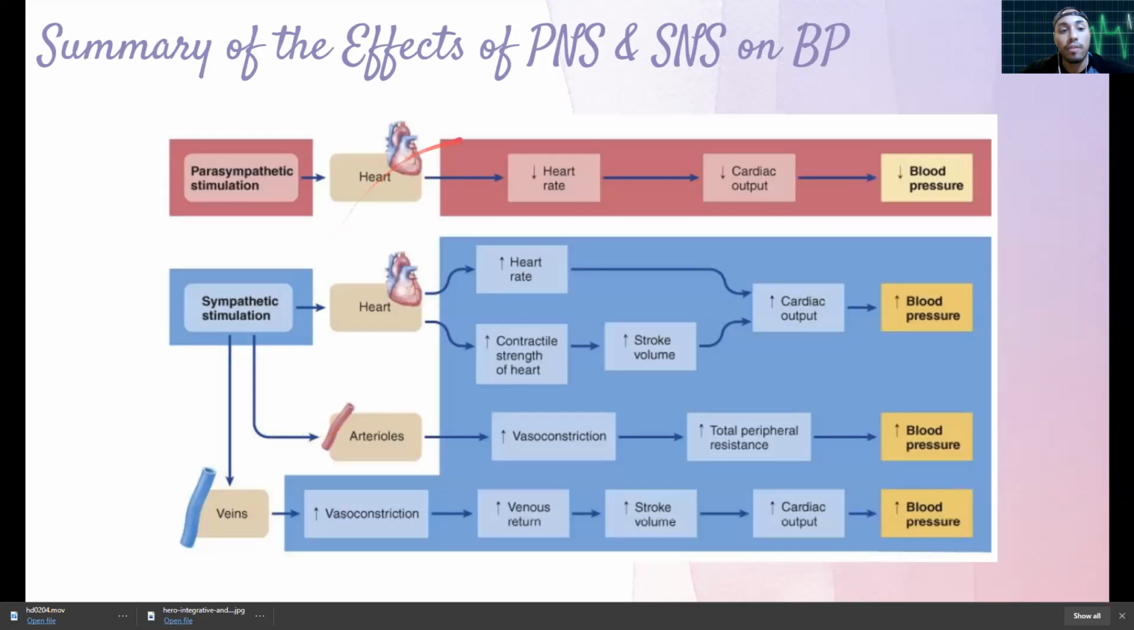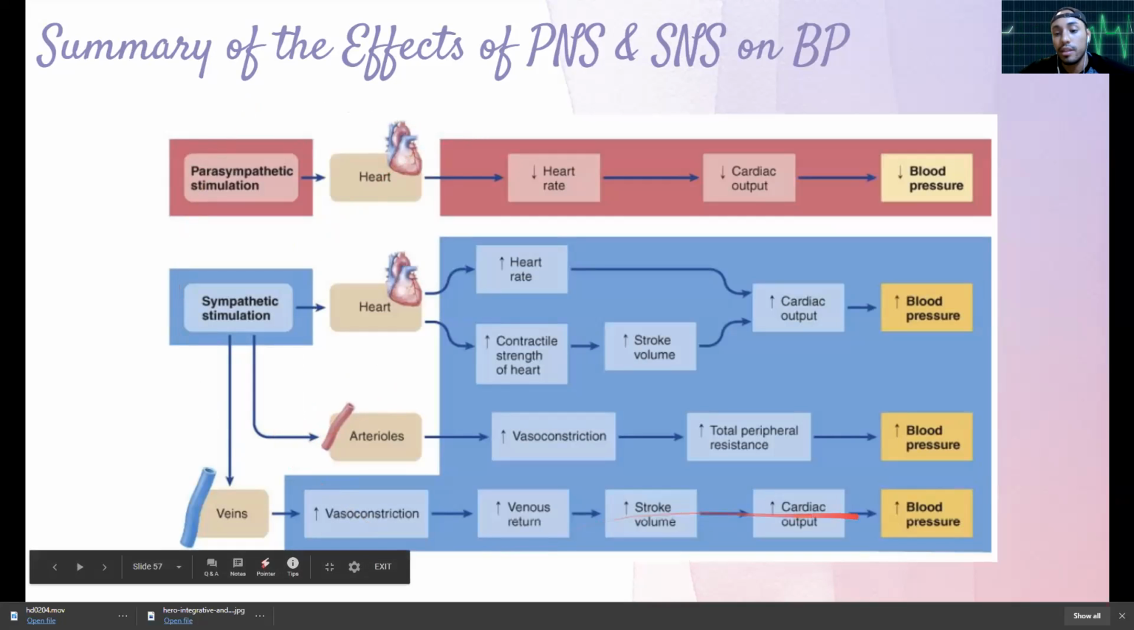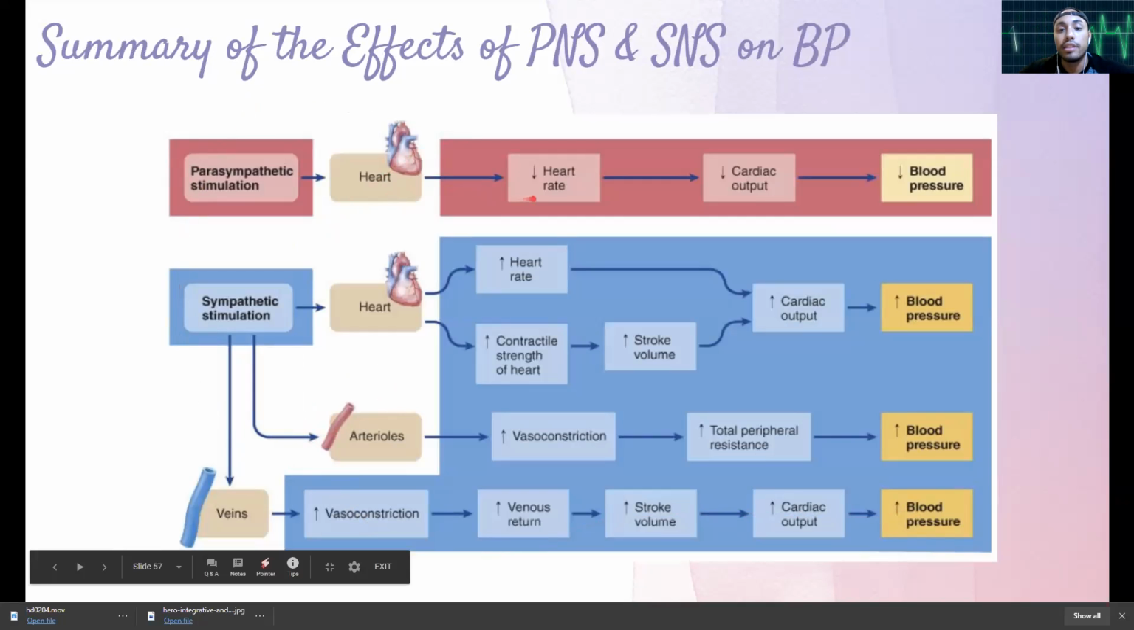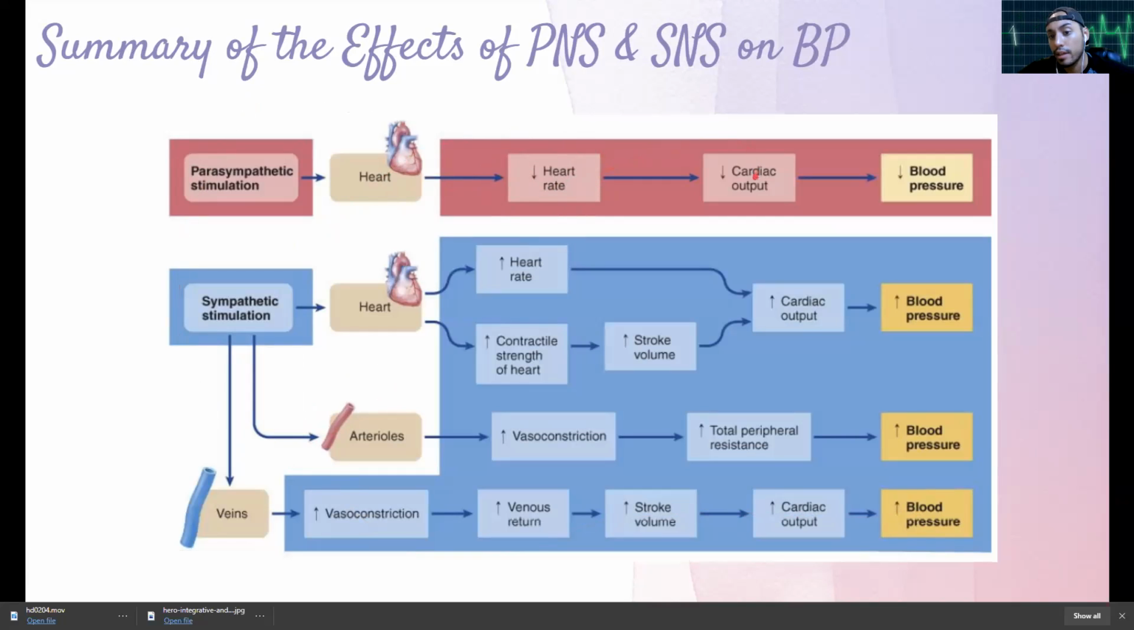Here's just a summary table for you all to review, and it's got a series of what's essentially going on and how they all relate to blood pressure. A big one is going to be blood pressure, because you can make it to the stage where heart rate and stroke volume affect cardiac output.